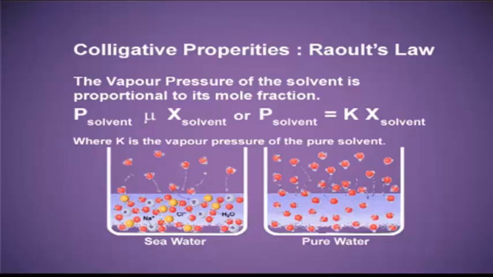In figure B, we have pure water. There is no salt. So, on the surface, we totally have water molecules and they are getting greater chance to escape and to convert into water vapor. Now you can compare the two figures and understand that there will be a lowering in the vapor pressure when a non-volatile solute is mixed.